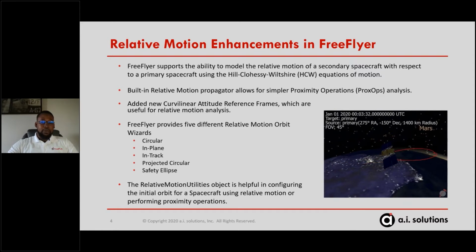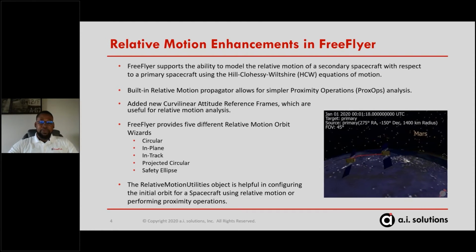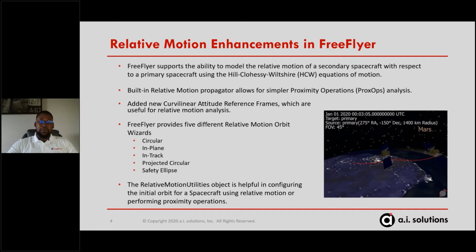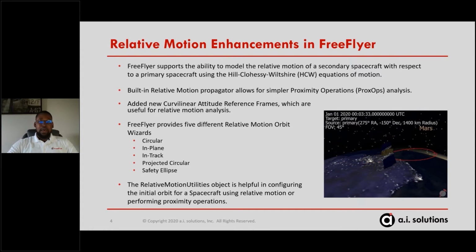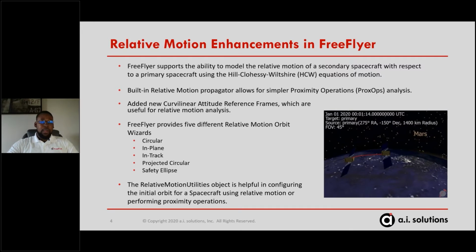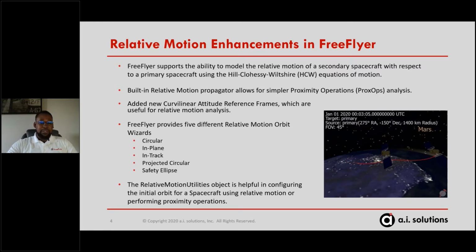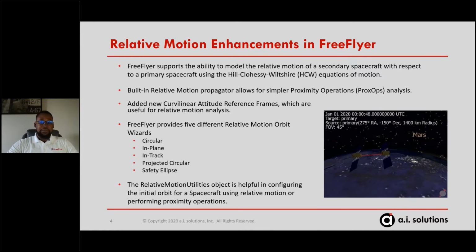To go along with that propagator, we've also added some new curvilinear attitude reference frames, which are going to be useful for the relative motion analysis in both propagating and reporting positions. As well, we've provided 5 new relative motion orbit wizards. For those already familiar with FreeFlyer, there are built-in orbit wizards for setting up simple orbits such as geosynchronous, Molniya, polar orbits, things of that sort. We've now added orbit wizards specific to relative motion to set up a circular relative motion orbit, an InPlane, an NTrack, a projected circular, or a safety ellipse. And we'll talk a little bit more about that later in this presentation.